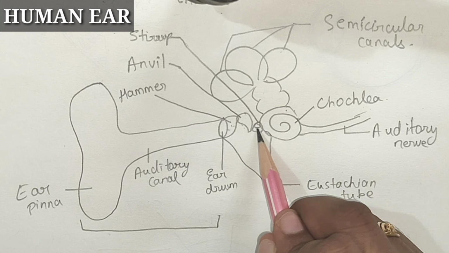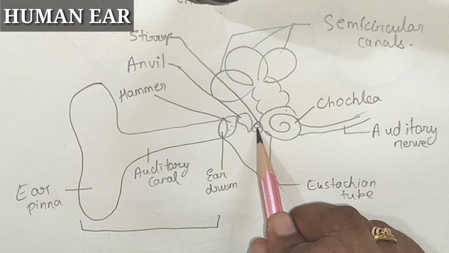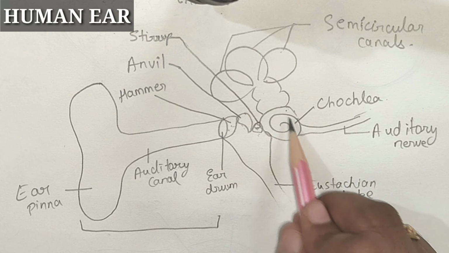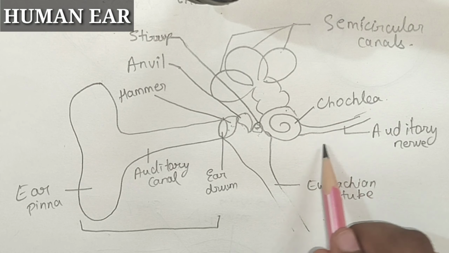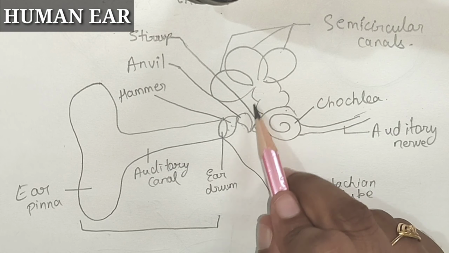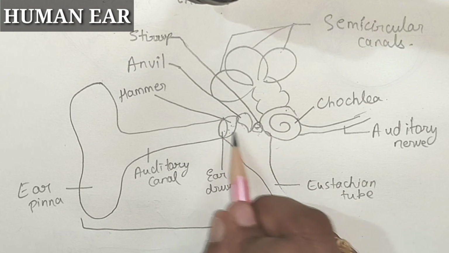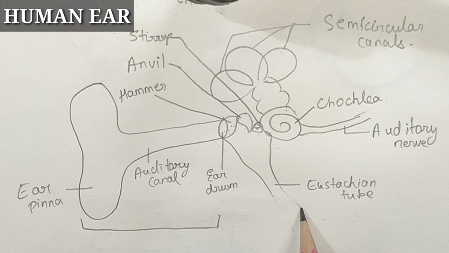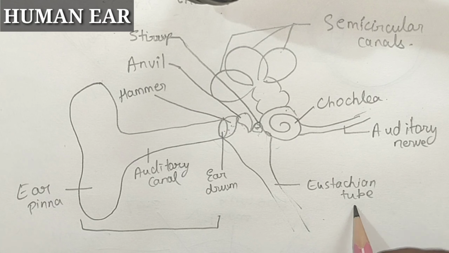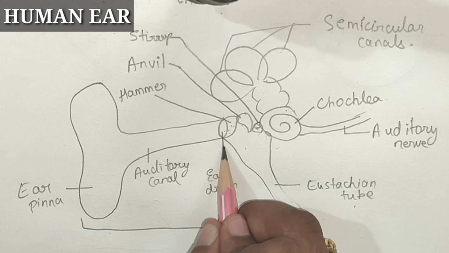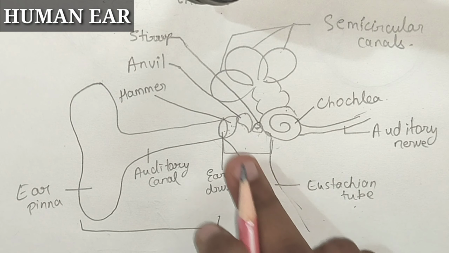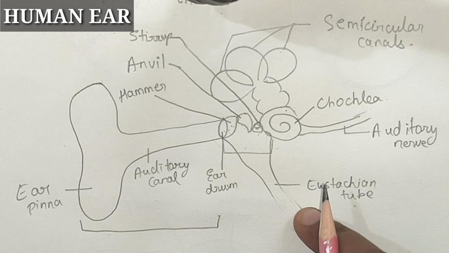Then we can see this last ear ossicle, that is stirrup or stapes, is connected to the cochlea. The spiral shaped structure is the cochlea. From this arises the auditory nerve. Then below these three bones, you can see there is a tube. This is called the eustachian tube, which connects the middle ear to the throat. This portion is called the middle ear.